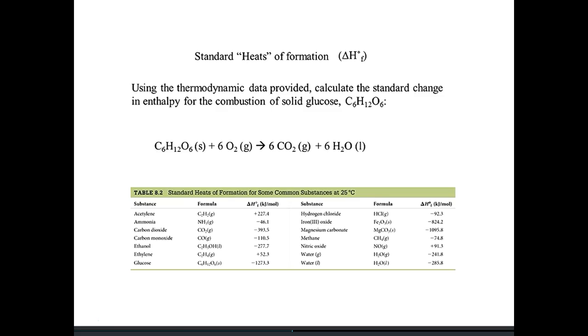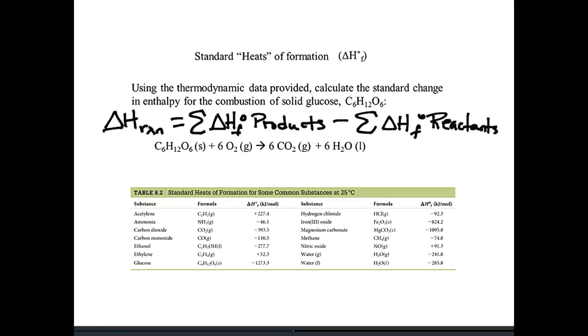the equation you're going to use is the delta H reaction equals the sum, that's what this capital sigma is, the sum of all the heats of formation of the products, and then you're going to subtract from that the sum of all the heats of formation of the reactants.